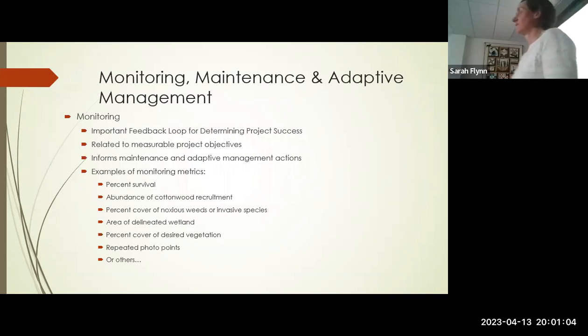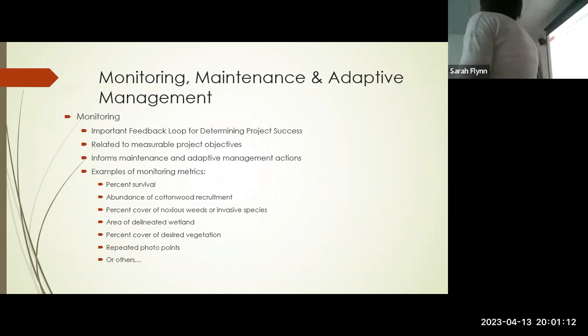So most projects will include a monitoring component. Not all of them necessarily do. It's always good when they do, but it can inform your maintenance and adaptive management process because you do want to go out and see if you're achieving your goals. Are we meeting survival criteria that we've set forth before a project?